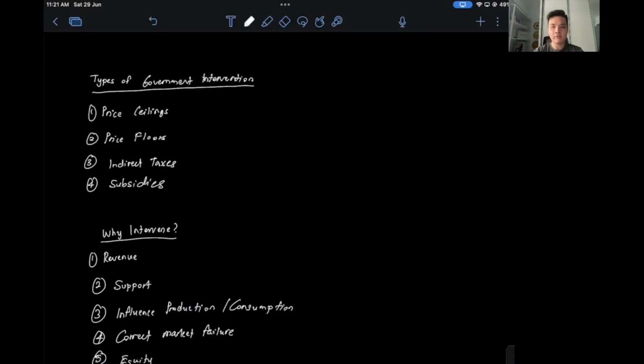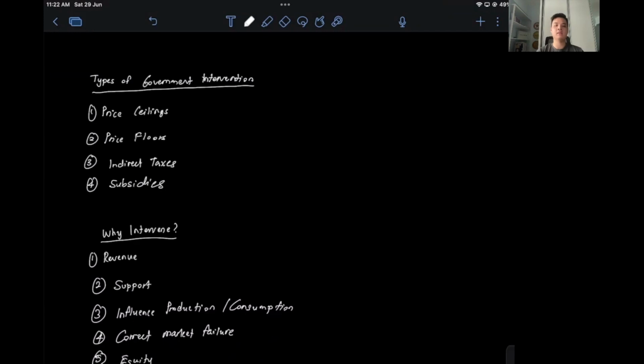Hey friends, government intervention refers to governments intervening in free markets. So for example, governments can impose a minimum wage to protect workers, or maybe they can tax harmful goods such as cigarettes or alcohol to disincentivize consumption.